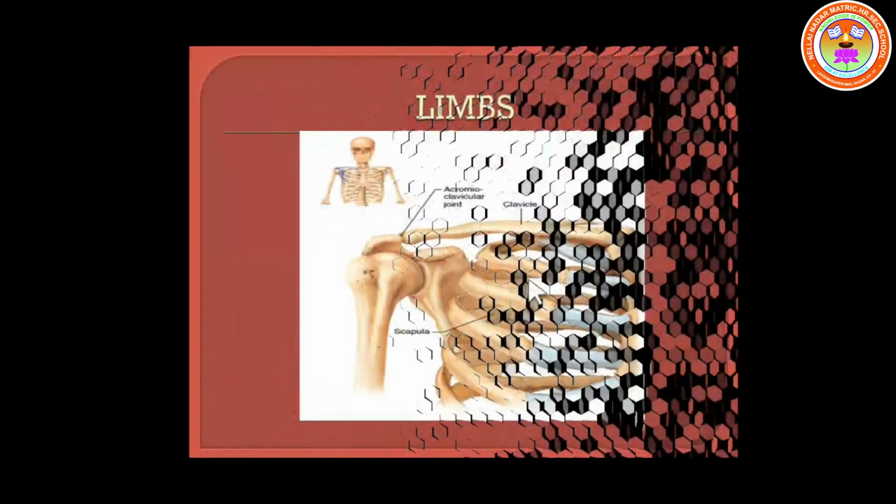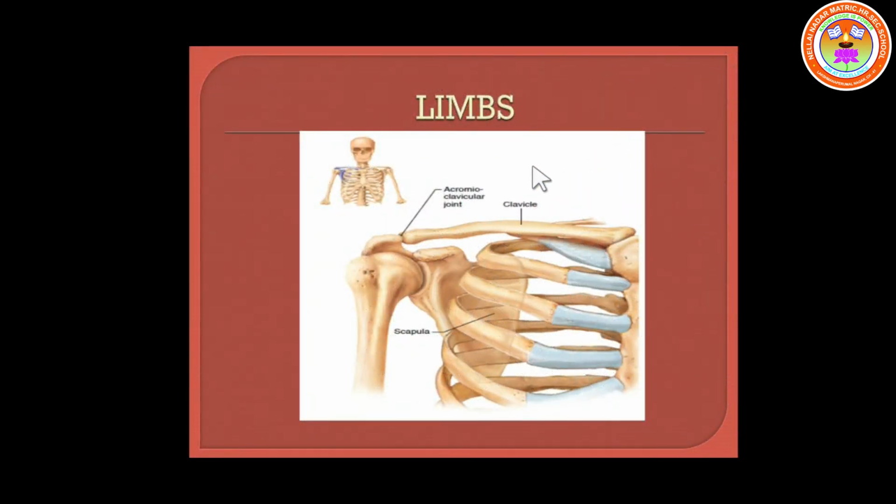And next, we are going to see about the girdles of limbs. The forelimbs and the hind limbs are attached to the axial skeleton with the help of the pectoral girdle and the pelvic girdle. You can see the pectoral girdle here and the pelvic girdle, which is the hip bone. So the forelimbs are attached to the pectoral girdle and hind limbs are attached to the pelvic girdle.